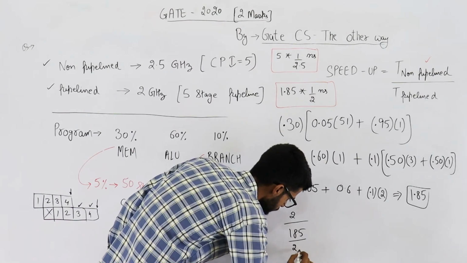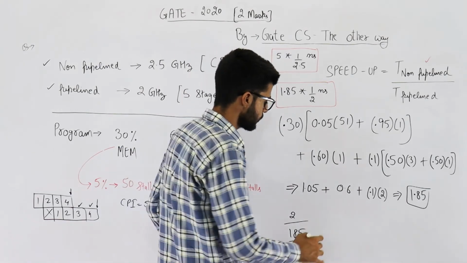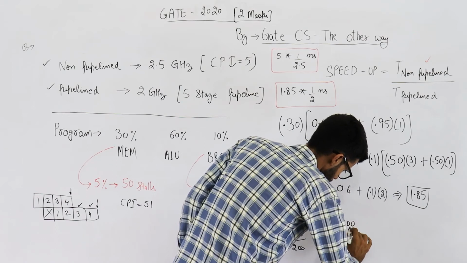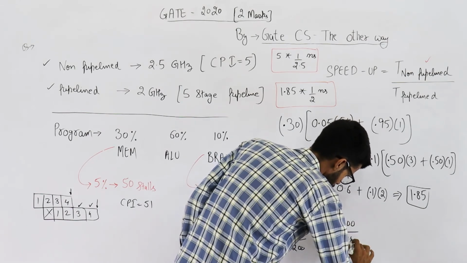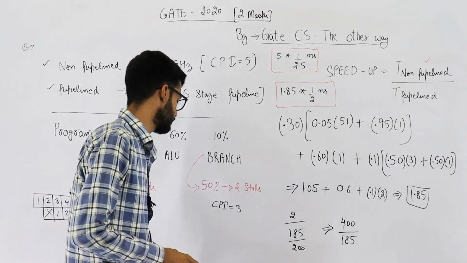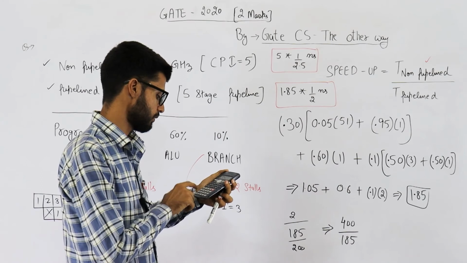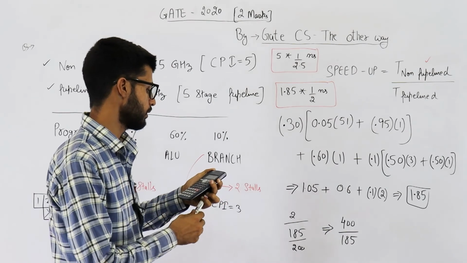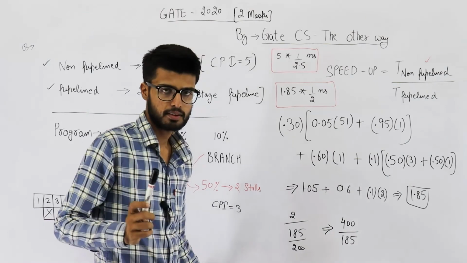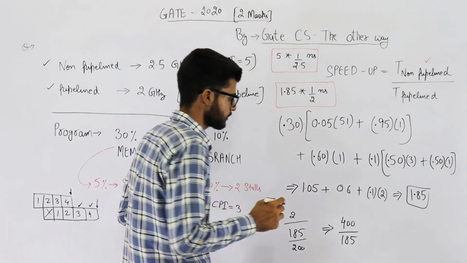185 by 200. So this 200 will just go into the numerator. And this comes out to be 400 divided by 185. 400 divided by 185 is 2.16216. The answer is 2.16216.